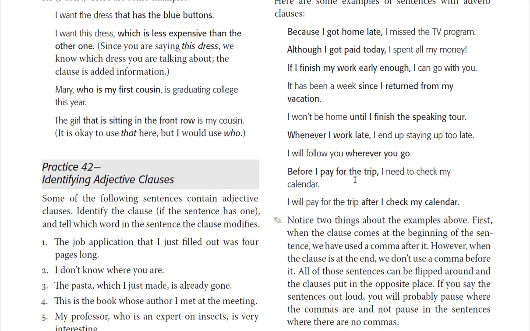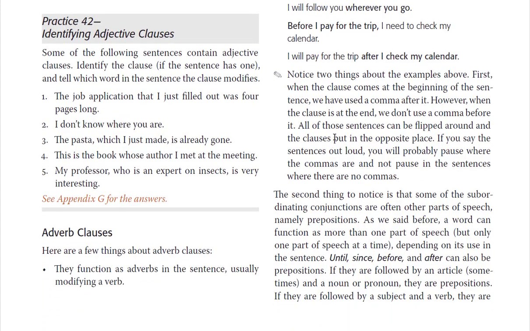So when this dependent clause is at the end of the sentence and I flip the sentence over, I don't stop. I just say, I need to check my calendar before I pay for the trip. However, if I put the dependent clause at the beginning of the sentence, then I'm going to pause. I will say, before I pay for the trip, I need to check my calendar. So that's one way: read your paper out loud so that you can remember where you're going to put your commas.